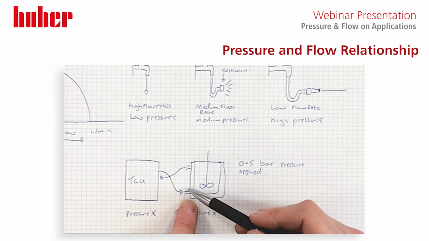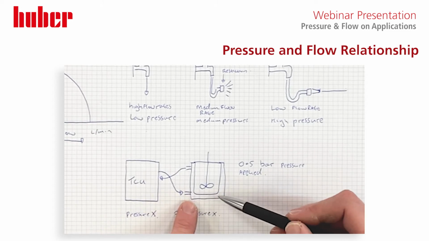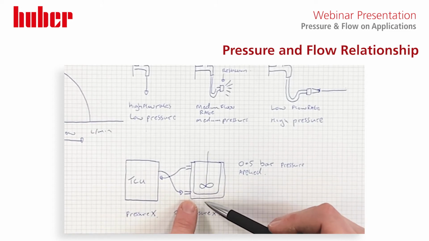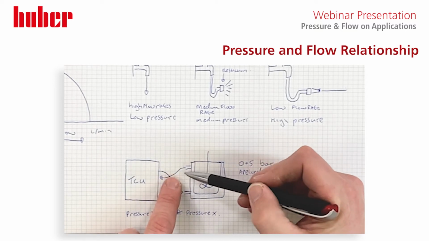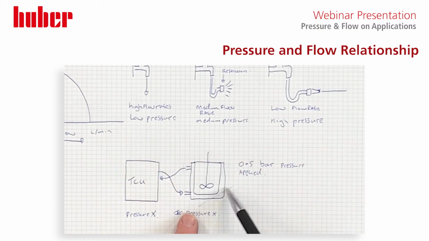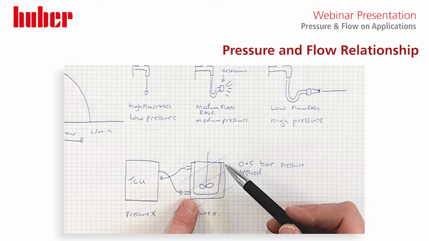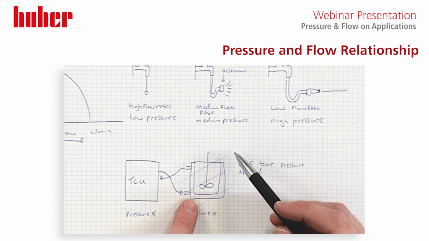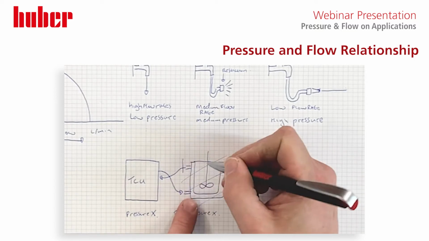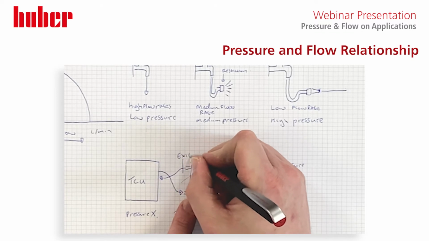But if we apply half a bar here, it's not going to break our glassware. What we need to look at is on the exit, so we're applying the pressure across the whole vessel, not just on the inlet. That way your system is seeing the full pressure applied. So where you need to look is on your exit.